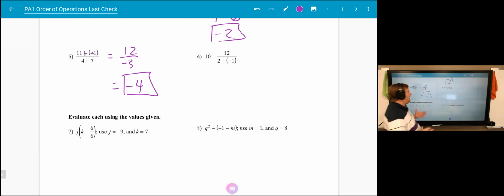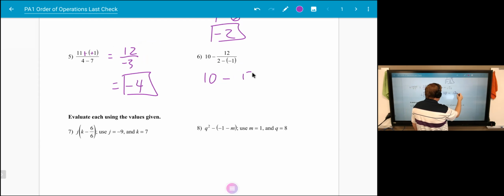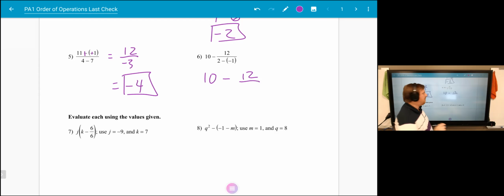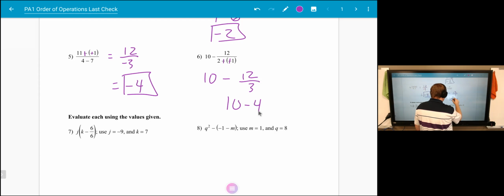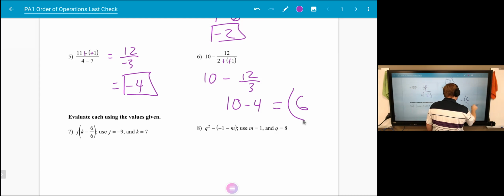Number 6, okay, we're going to do the same thing. We have to simplify that division over here. 10 minus 12 divided by, minus a negative is plus a positive. So 2 plus 1 is 3. Division, so 10 minus 4, because that's 12 divided by 3, and 10 minus 4 is 6.